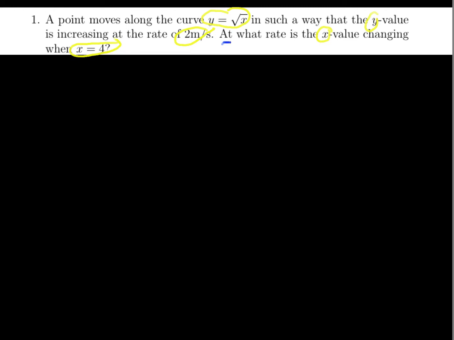Let's underline the question so the question is quite clear. At what rate is the x value changing when x equals 4? There's our question. And then we'll box any math action words. Well, this one actually gives us equations. So these are clearly some actions. y equals square root of x. That's a mathematical relationship. And here's another math action, x equals 4.